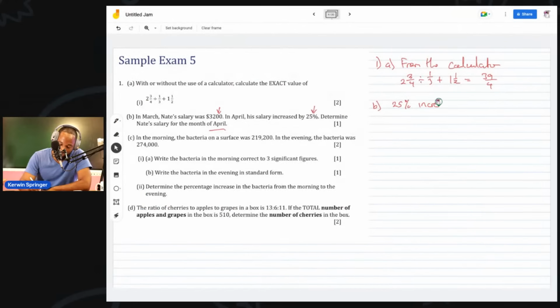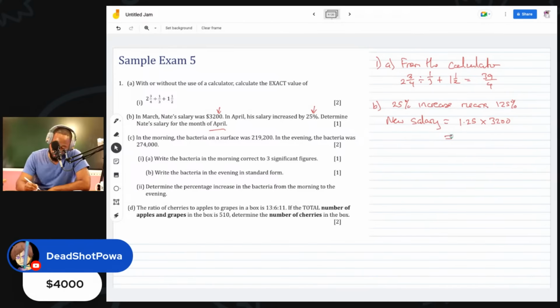25% increase means 125% final value. So the new salary is equal to 125%, which is 1.25, or 125 over 100, multiplied by 3,200, which is 4,000.